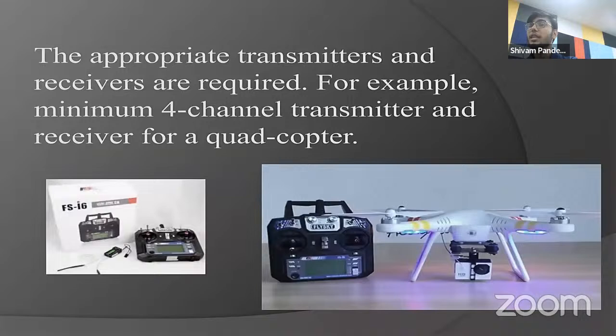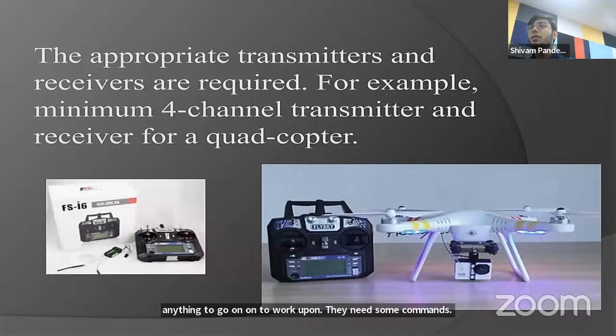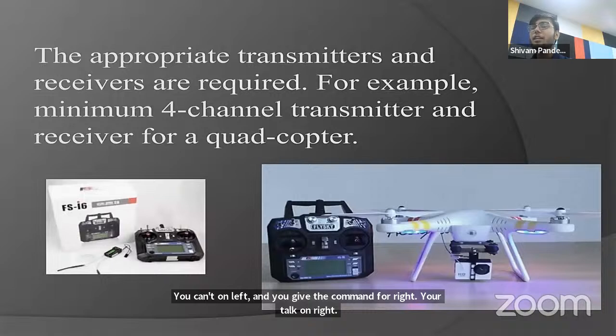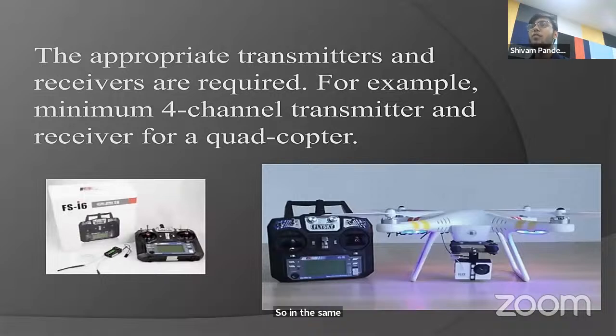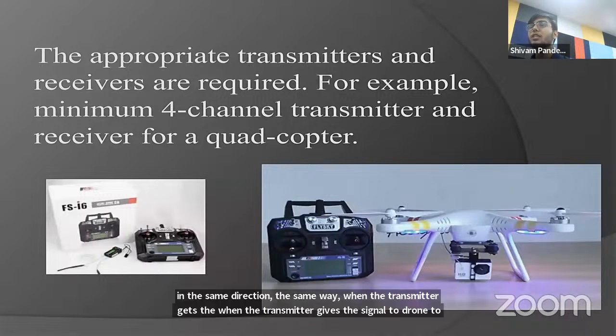If we talk about the transmitter and receiver, this is the main component of the drone, because without this pair, the drone cannot fly. For anything to work, it needs commands, and those commands are delivered by this transmitter only. As you can see, in this transmitter there are some joysticks, similar to the joysticks you have used in remote control cars. When you give a forward command with the joystick, your car goes forward, and when you give a backward command, it goes backward. You give a left command, the car turns left, and a right command, it turns right. In the same way, when the transmitter gives a signal to the drone to lift upward, it goes up, and it goes down. The communication between them is wireless communication.